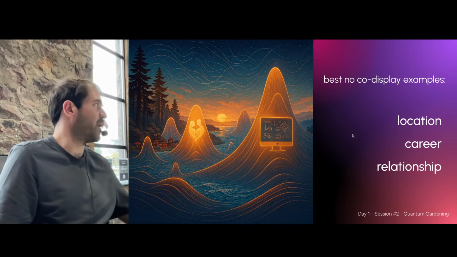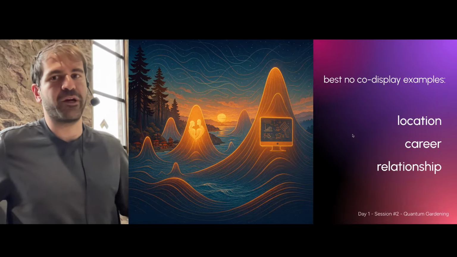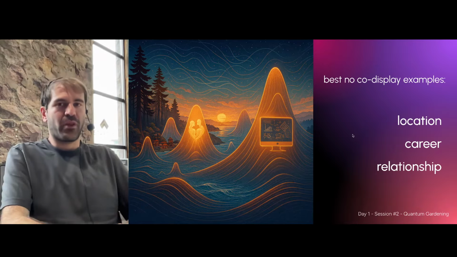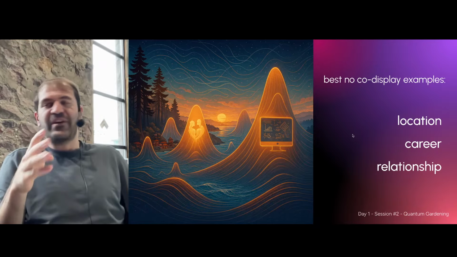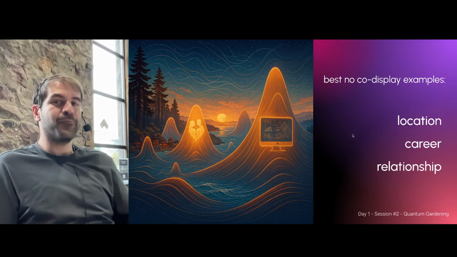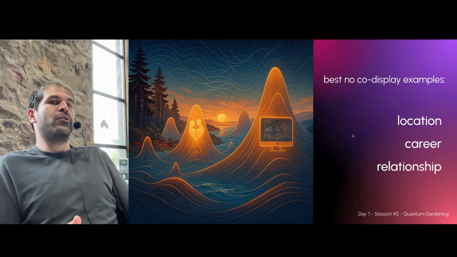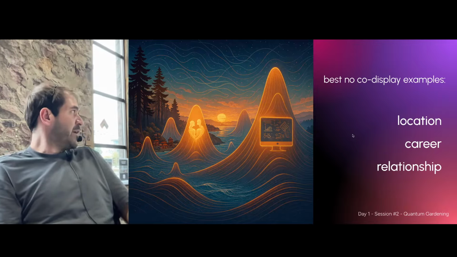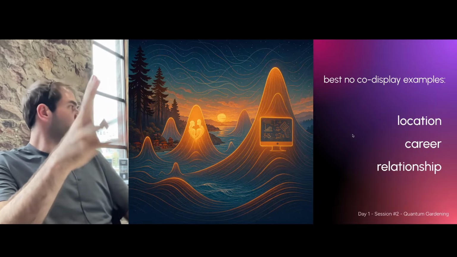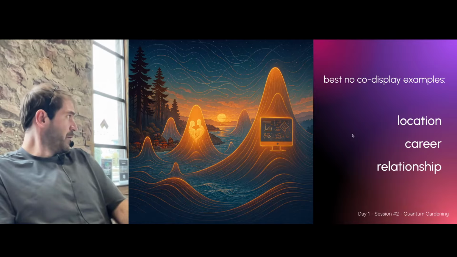Okay, so again, the best no co-display examples: location, career, relationship. So take this example. I have a friend. My friend lives in California, right? So my friend's location is California. My friend's career is in computer science or something like that. And my friend's relationship is a serious committed relationship, okay?